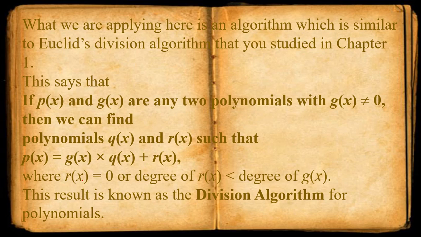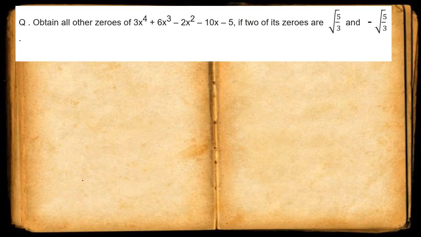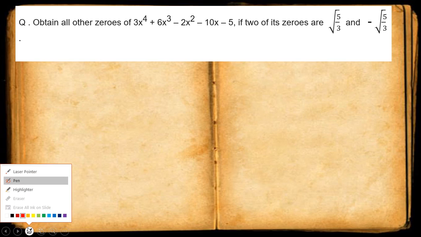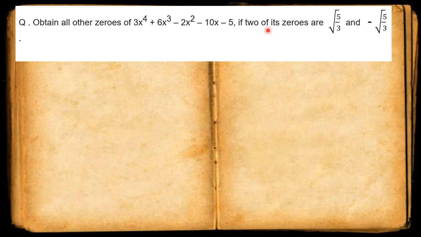polynomials. So we will step by step find the division process for polynomials and get the zeros of the polynomial. So let's perform this division process. Here is a question: obtain all the zeros of 3x raised to the power 4 plus 6x cube minus 2x square minus 10x minus 5 if two of its zeros are root 5 upon 3 and minus root 5 upon 3. So here the two zeros given are irrational numbers.